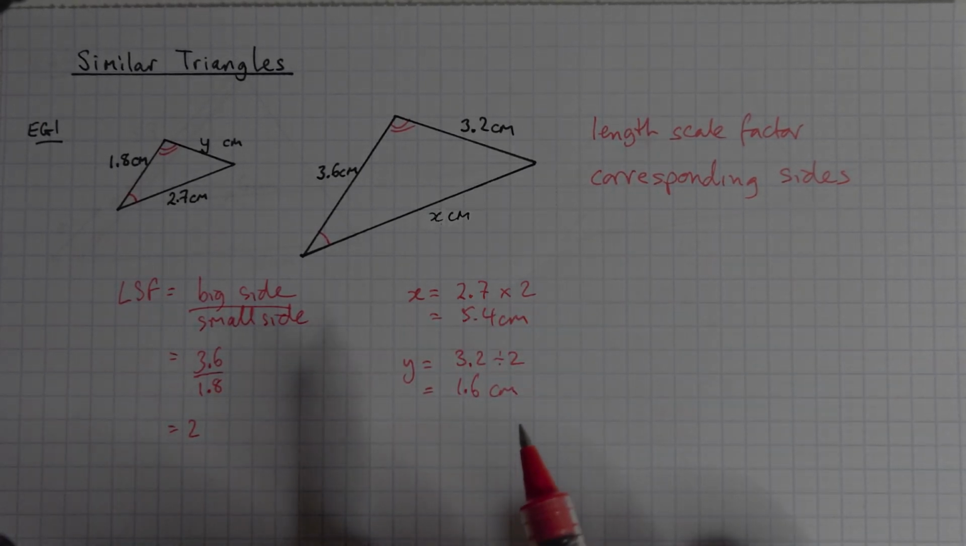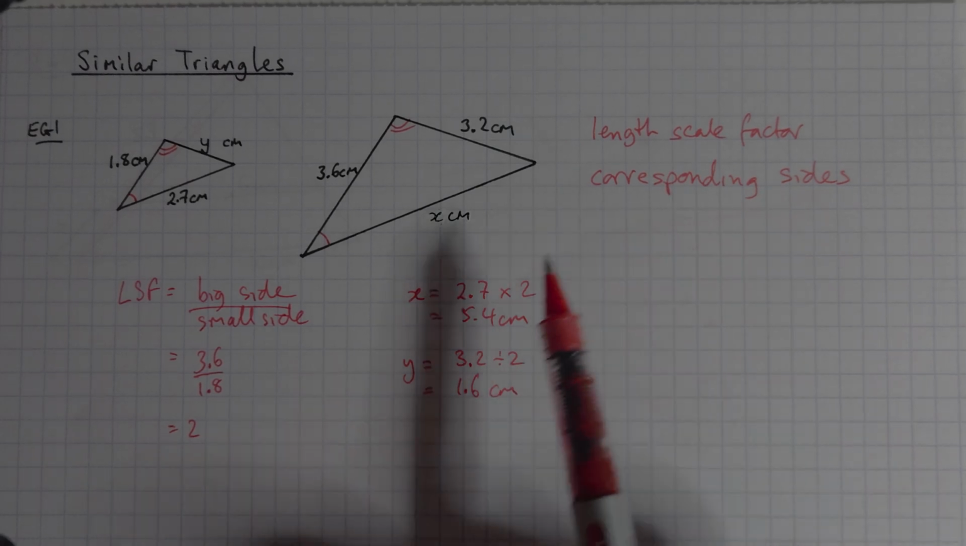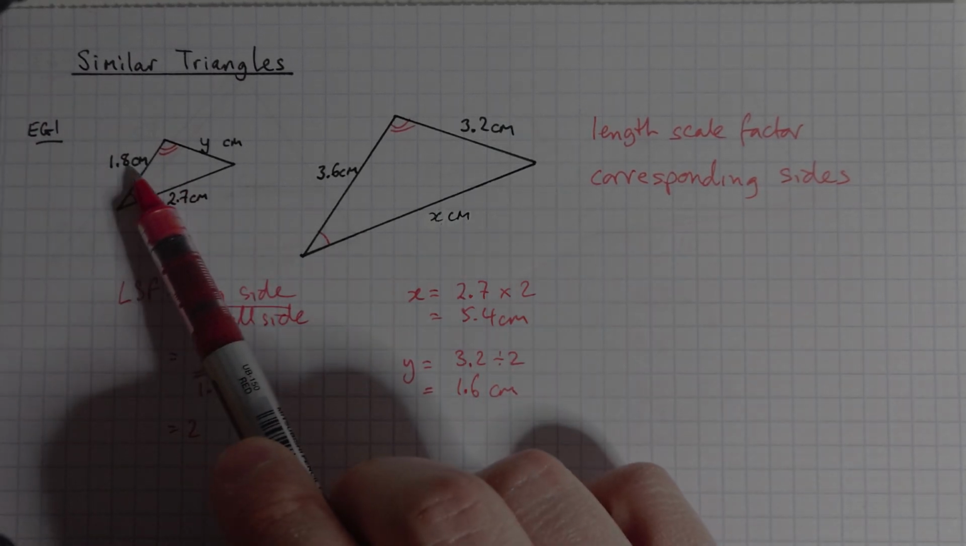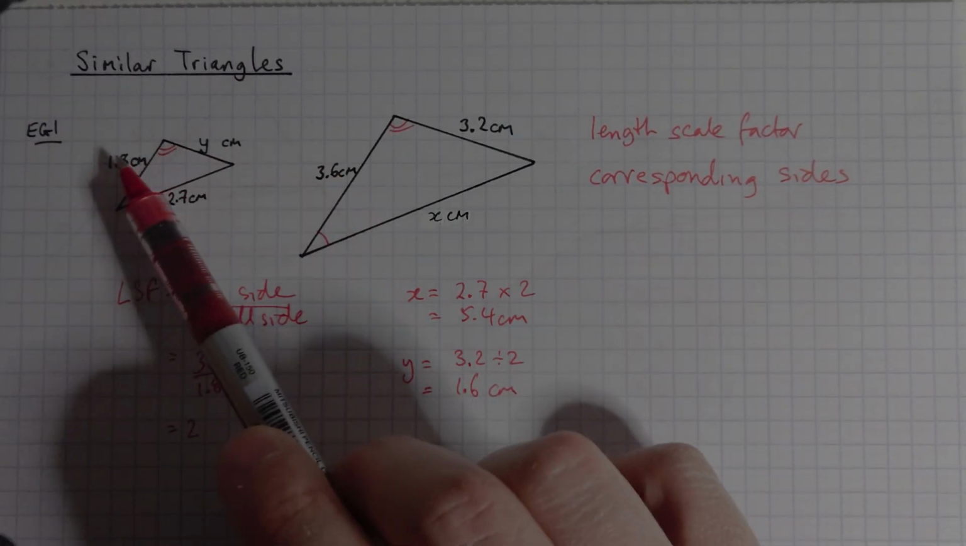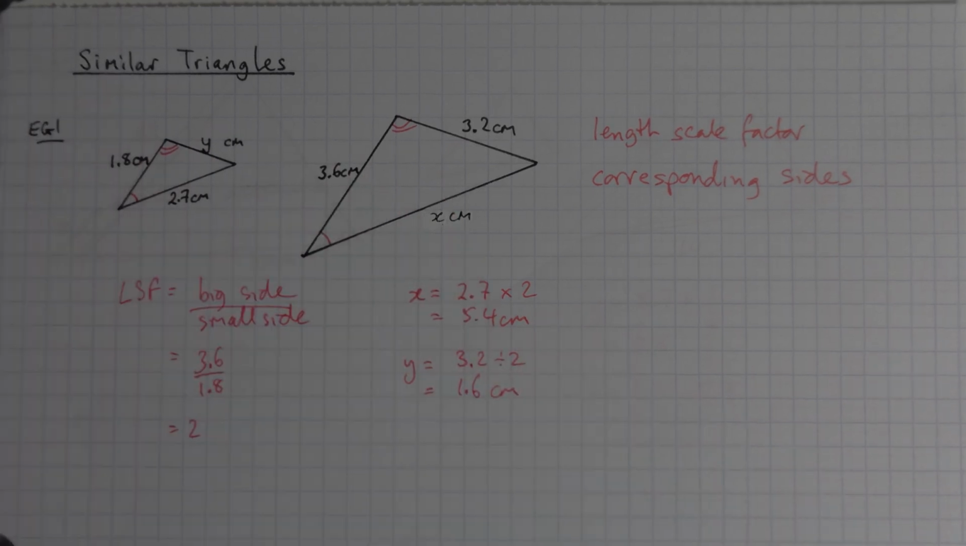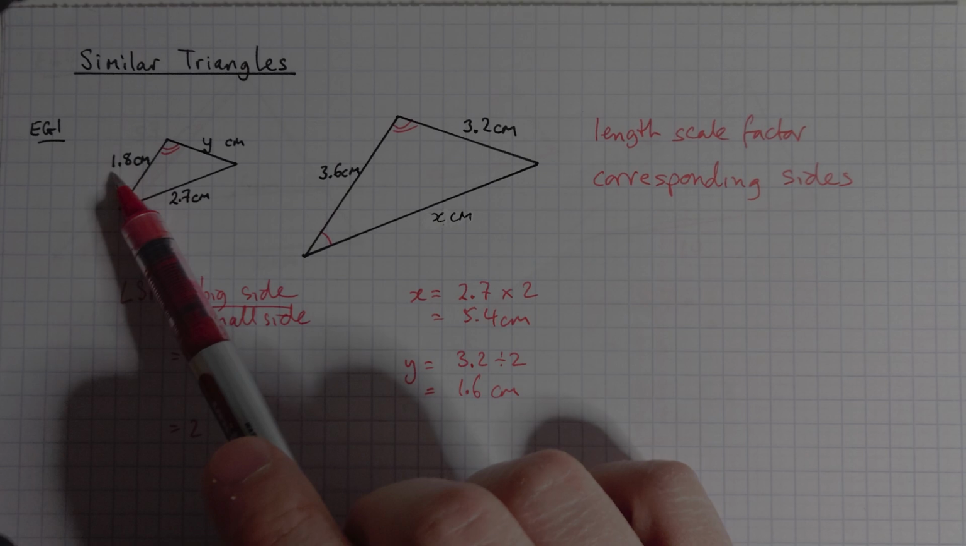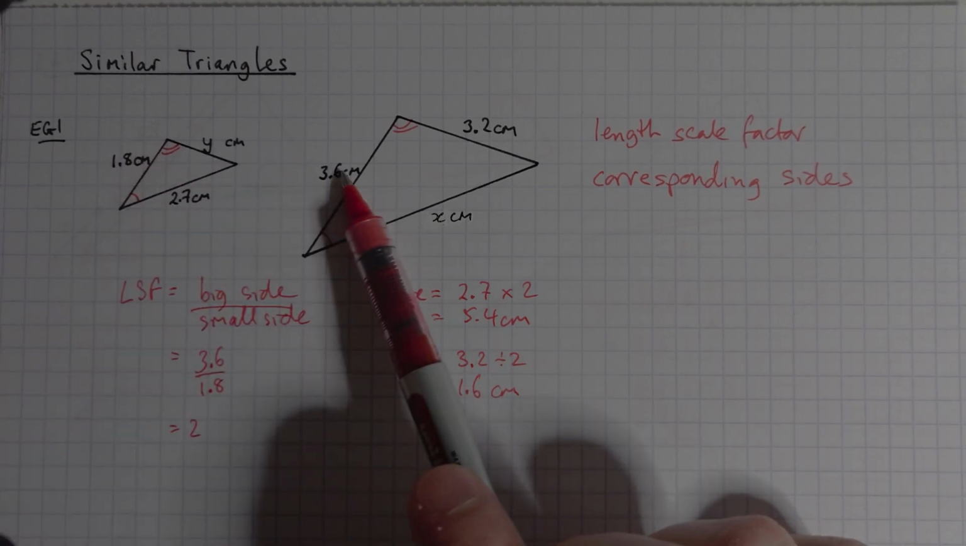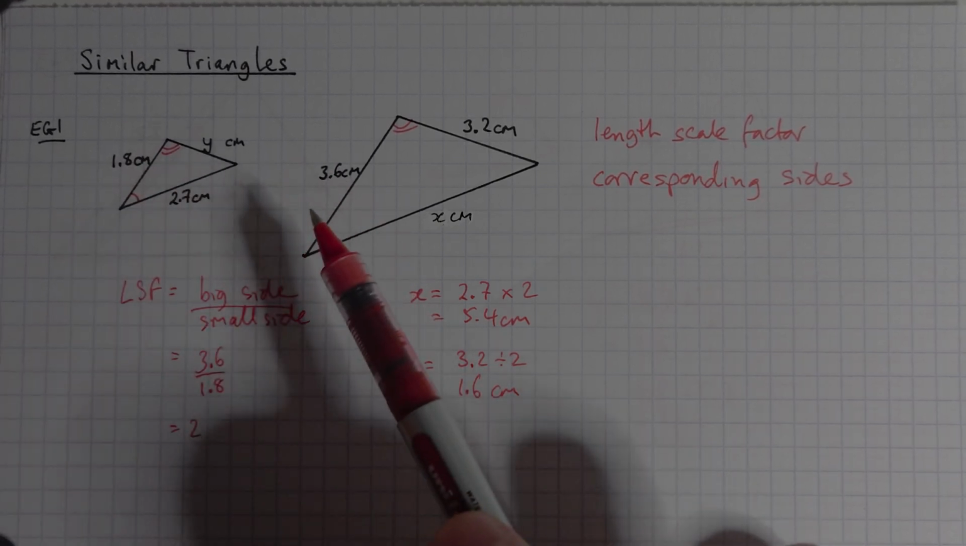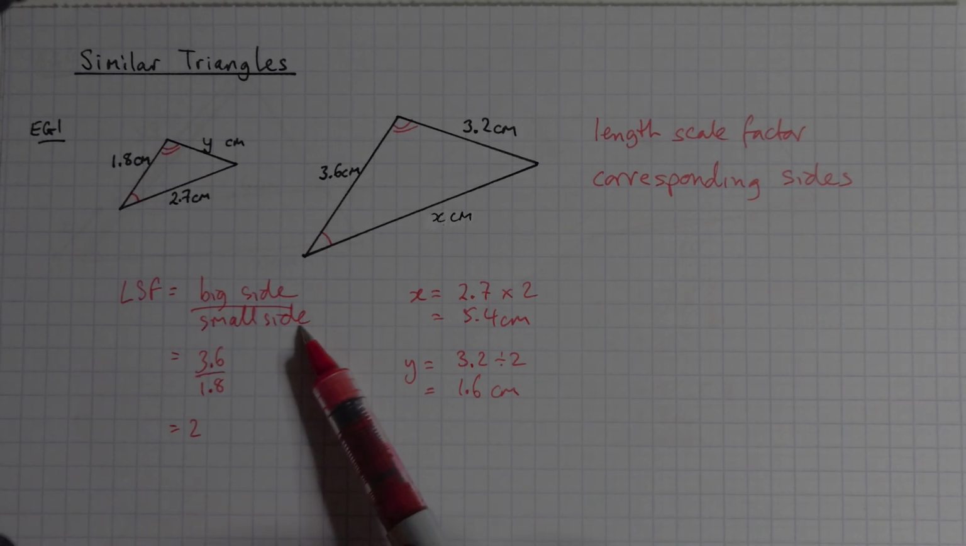And furthermore, it's important to know which sides match to which other sides. That's the notion of correspondence. So that length there matches to that one there. We say the 1.8 corresponds to the 3.6. If you want to work out the length scale factor, sometimes it's just obvious. I hope you can just kind of see that that's doubled. I really hope you can see that that's doubled. But just in case you can't, do big side divided by small side.